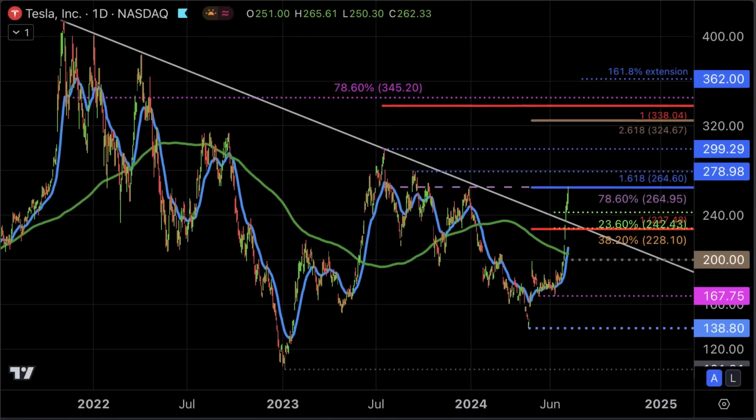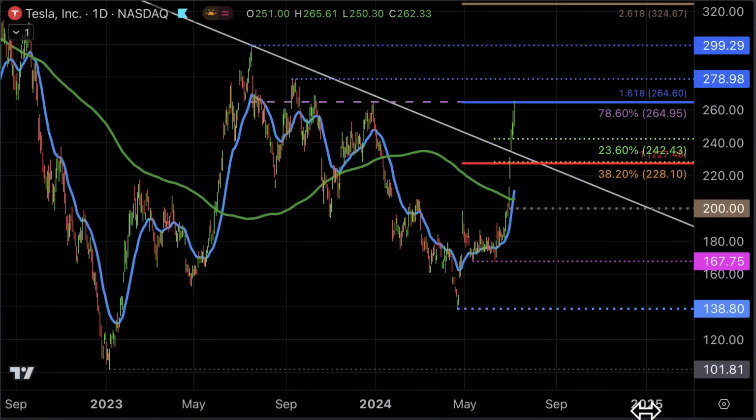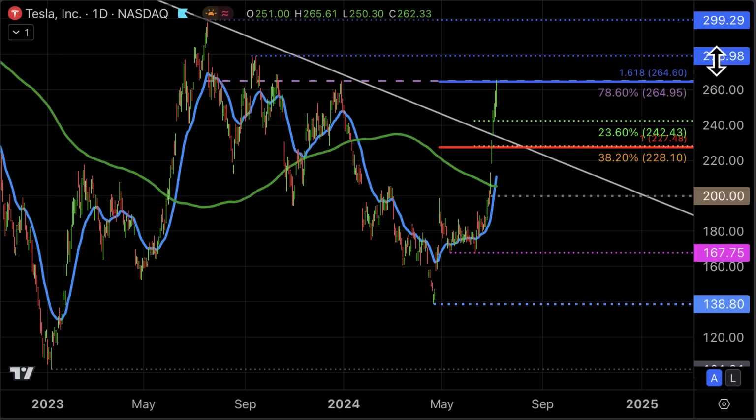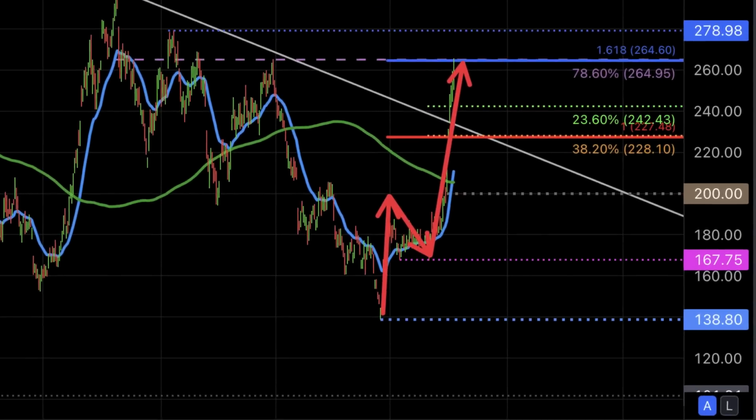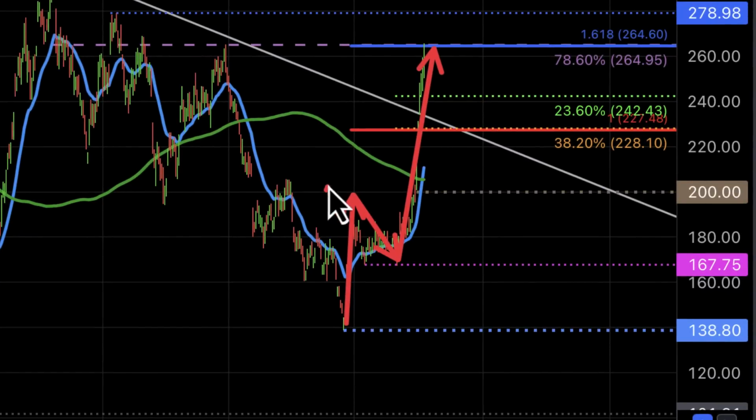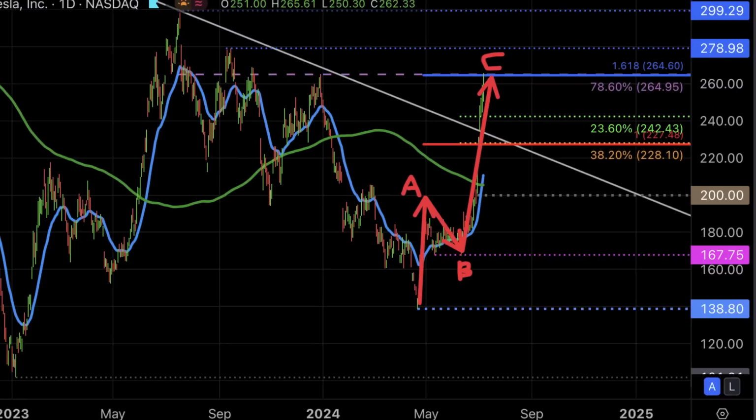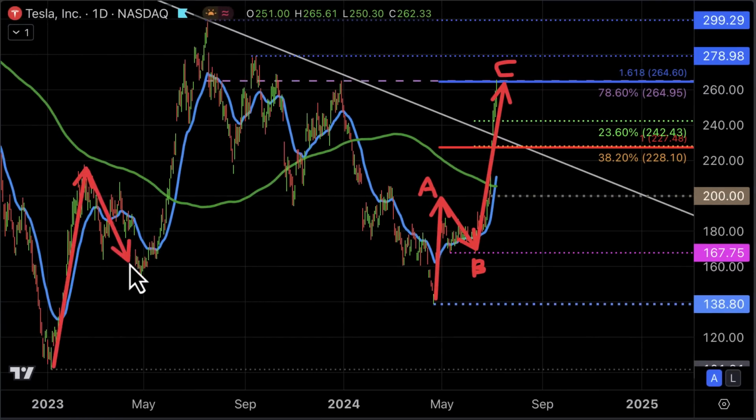Now, the question is, okay, fine, but what is this structure that's likely forming here on Tesla? I mean, we are breaking the trend line, we are breaking resistance, but nevertheless, this is still a 3-wave rally. So this could still be an ABC rally. A wave, B wave, C wave, just like this one was, just like this previous rally was, again, ABC, a three-wave corrective rally.